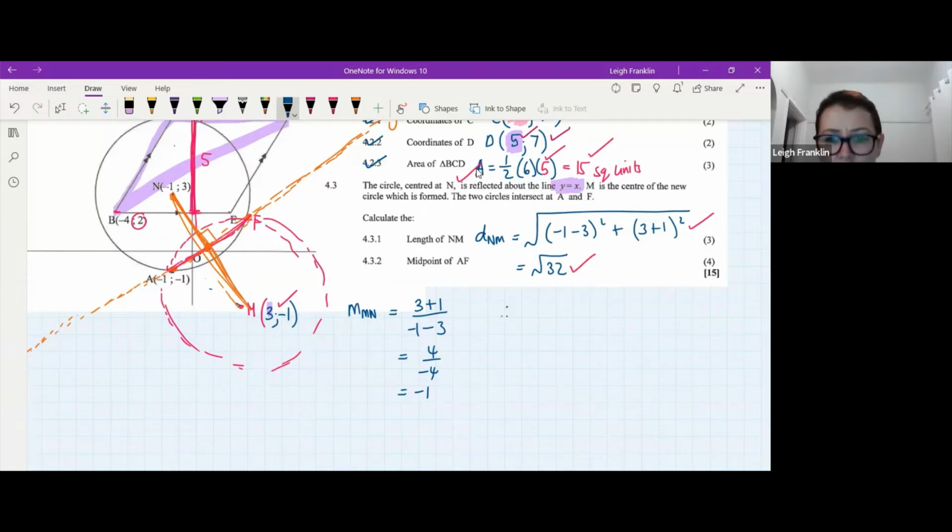Okay, so now, therefore the gradient of AF is going to be equal to 1, because those two lines have to be perpendicular to one another, which means that we can now calculate the equation of line AF. We can do y equals mx plus c, which we're going to sub in point A, so minus 1 equals 1 times negative 1 plus c. So that means that c is going to be equal to add 1.